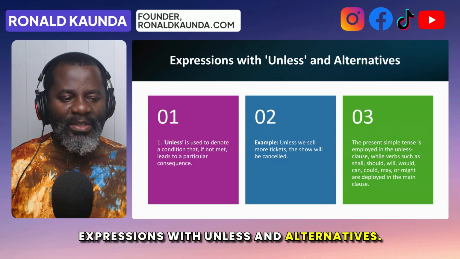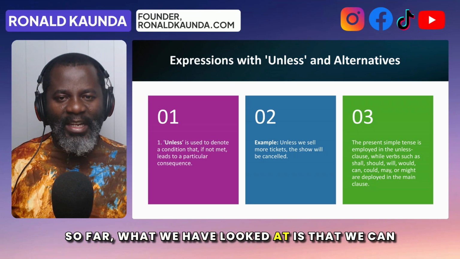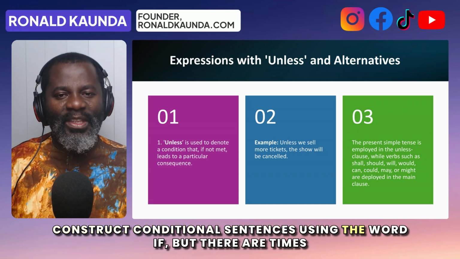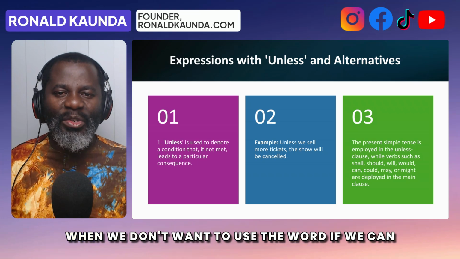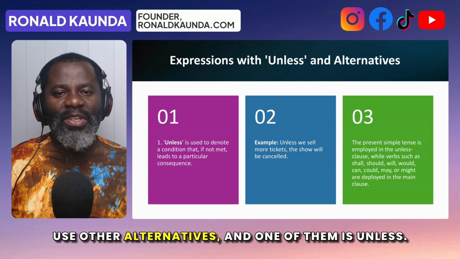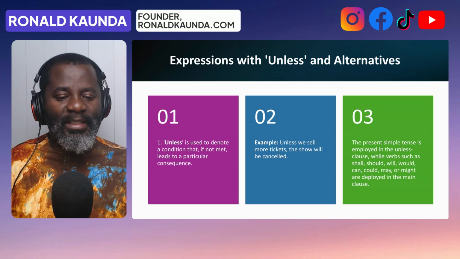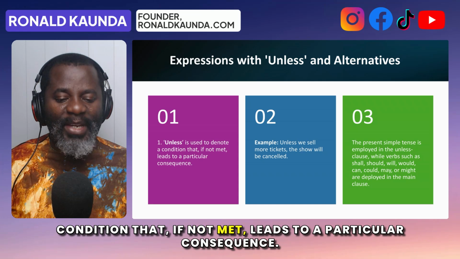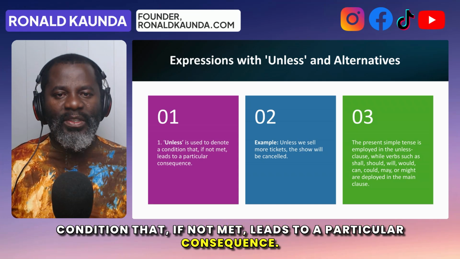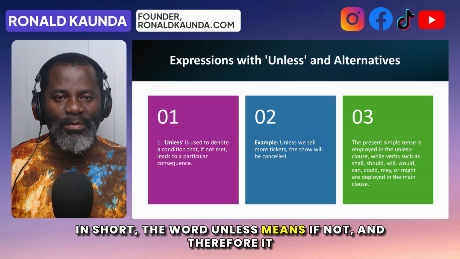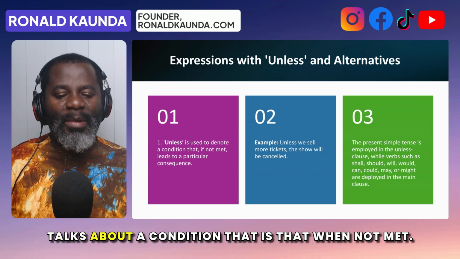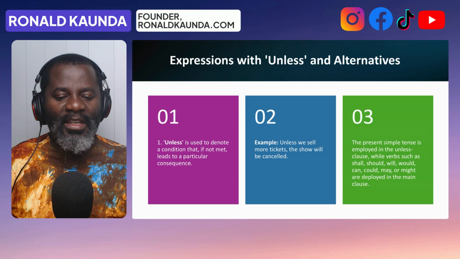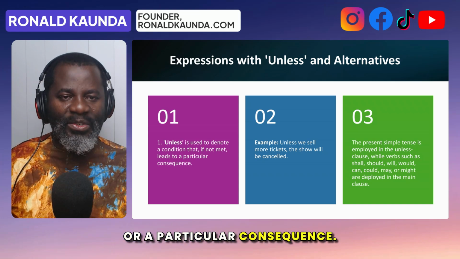Expressions with unless and alternatives. So far, what we have looked at is that we can construct conditional sentences using the word if. But there are times when we don't want to use the word if. We can use other alternatives, and one of them is unless. So as you can see, unless is used to denote a condition that, if not met, leads to a particular consequence. In short, the word unless means if not, and therefore it talks about a condition that when not met leads to a particular situation or consequence.